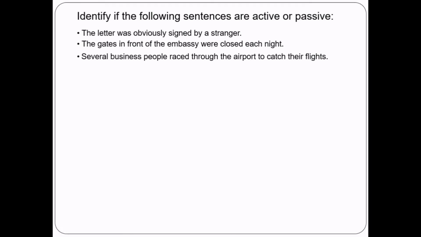Several business people raced through the airport to catch their flights. So this is the active voice in the simple past, raced. And then that's the object, that entire phrase, and then this is the subject phrase, several business people. So this is in the active voice. And then, I try to watch as little television as possible. You have two verbs here, try and then to watch. This is still in the active voice. As little television as possible.